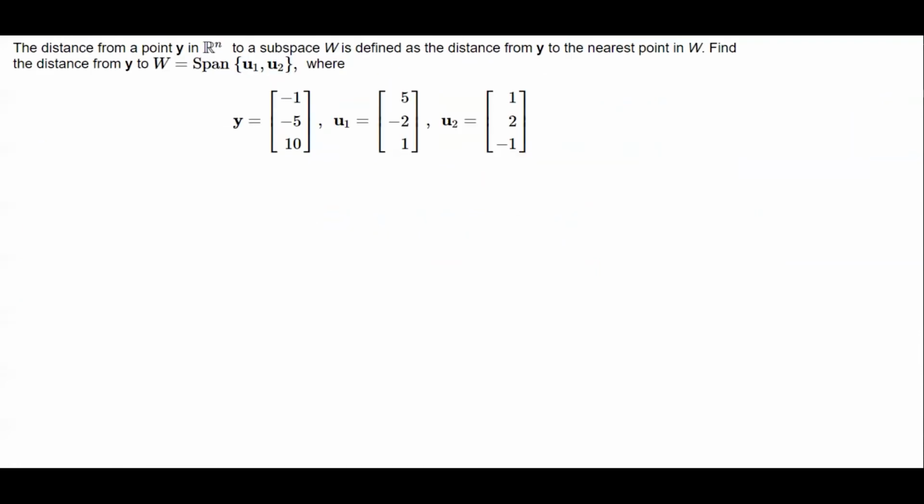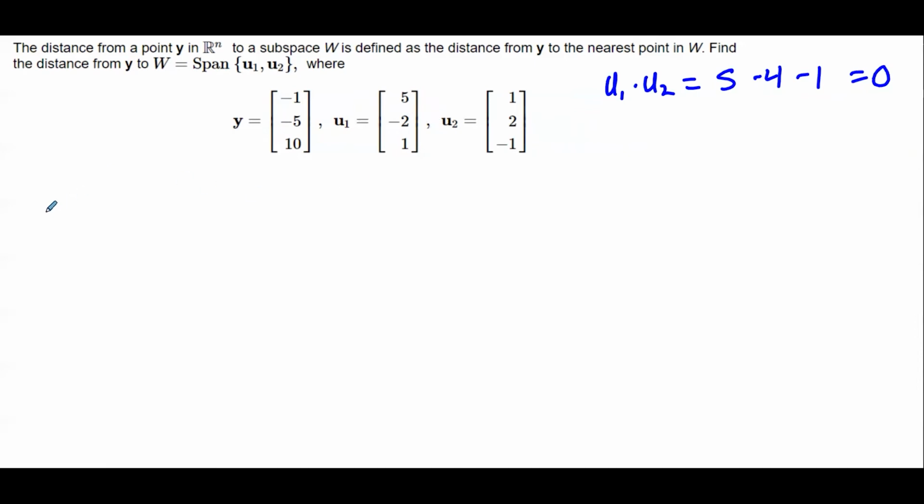So this one says find the distance from y to the nearest point in W. And W is the span of U1 and U2. All right, so let's just check to make sure that U1 and U2 are orthogonal. So I get 5, negative 4, negative 1. This looks familiar, right? This is very similar to the last one, but I think they're not exactly the same.